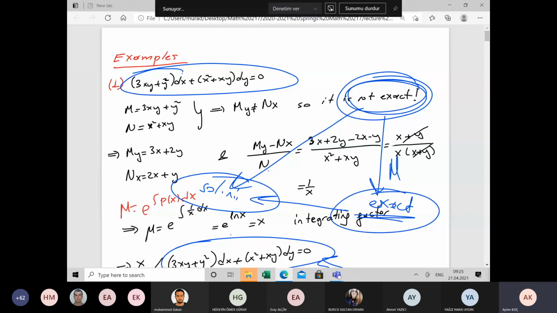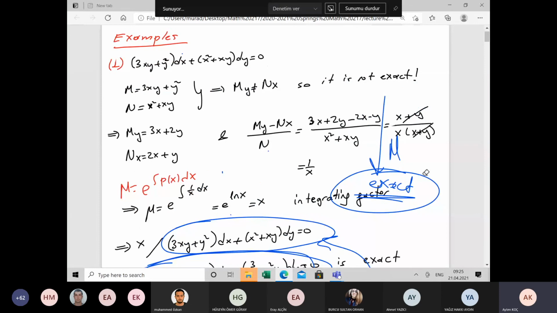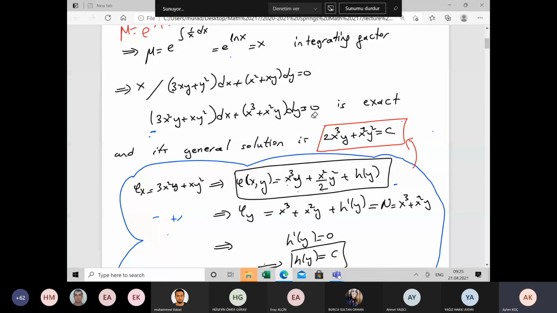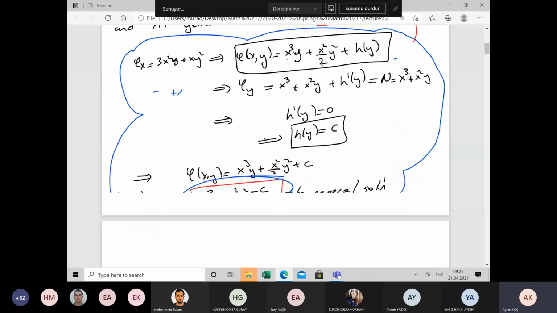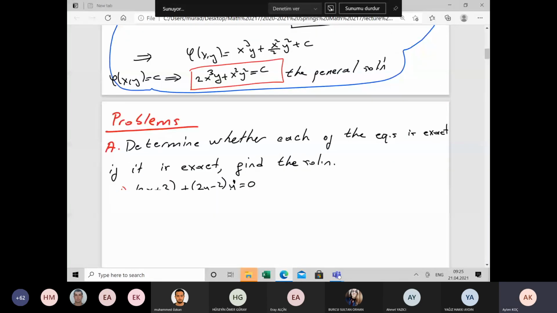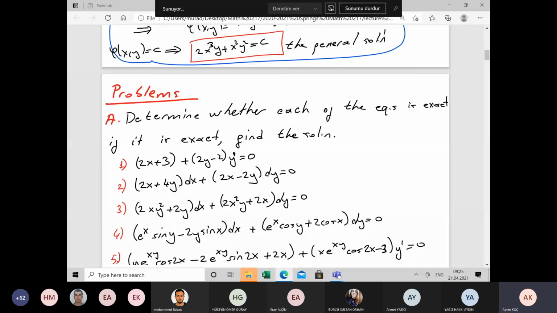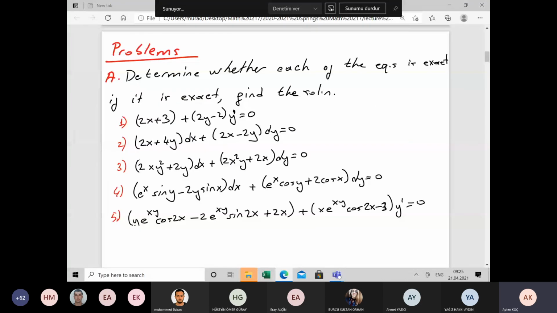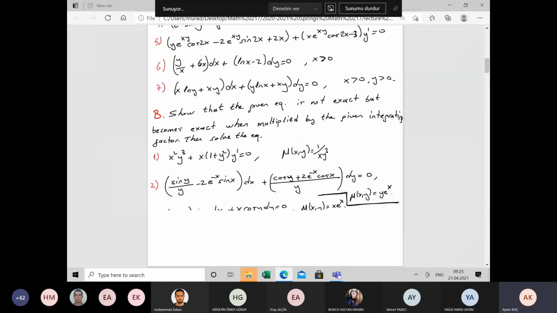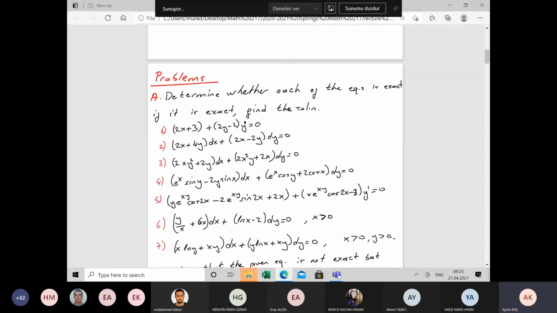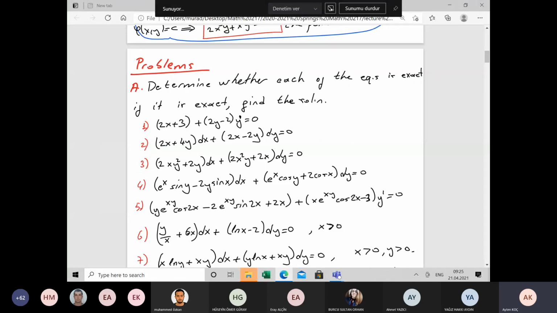Any question? No question. Okay. Let's give some problems. These problems, homeworks, depend on you. I think if you solve these problems, it will be better to understand this concept.